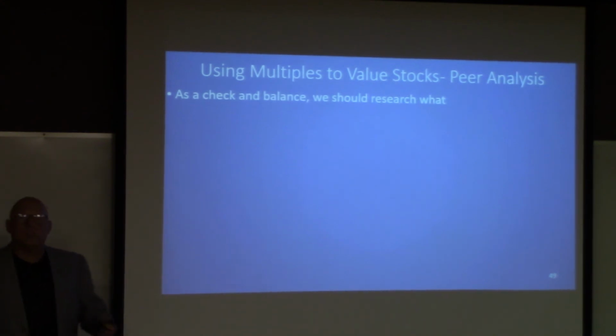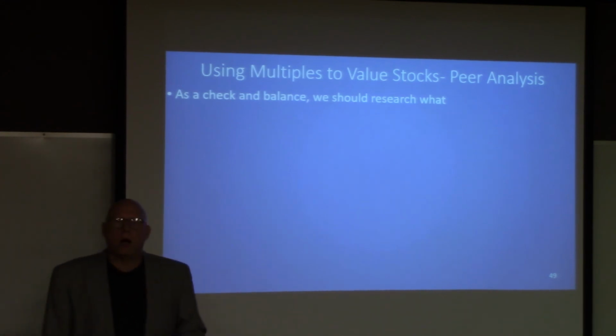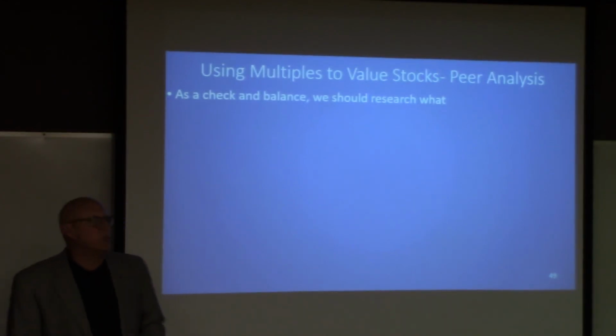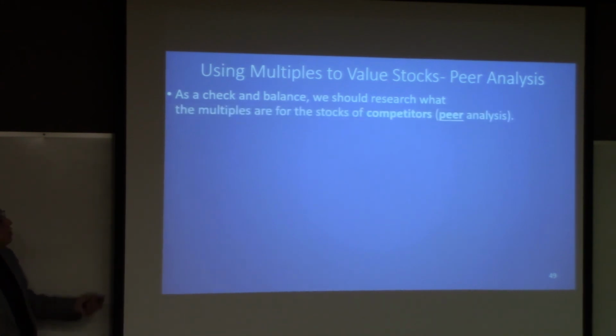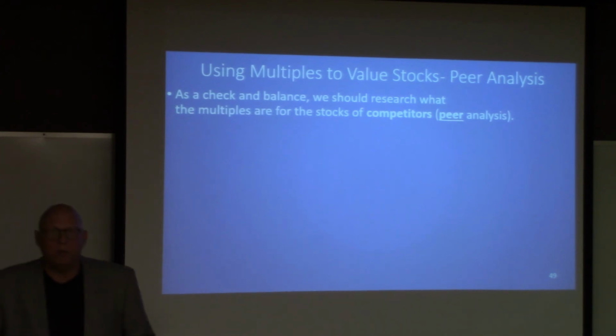Once we do this historic valuation, all we've done is trend analysis for Apple. But once we do our trend analysis, we then have to do our peer analysis. We then look at the multiples for stocks of companies that are in the same industry. Research what the multiples are for competitors. Peer analysis. Boy, doesn't this make you tired? It makes me tired. That's why I don't do it anymore for a living.